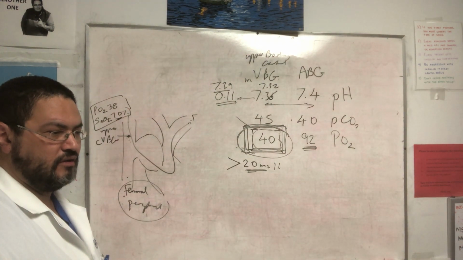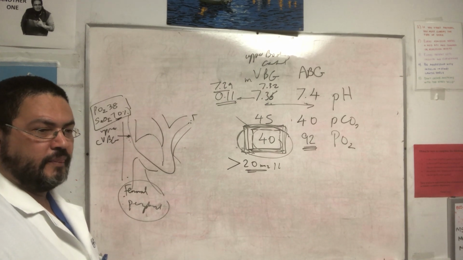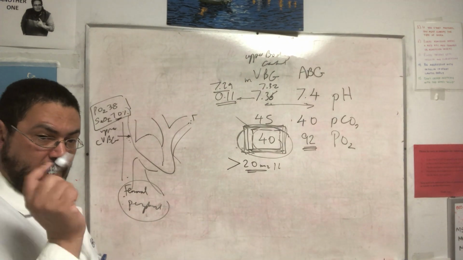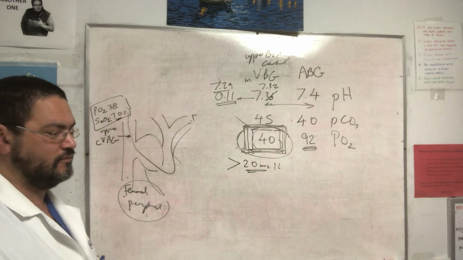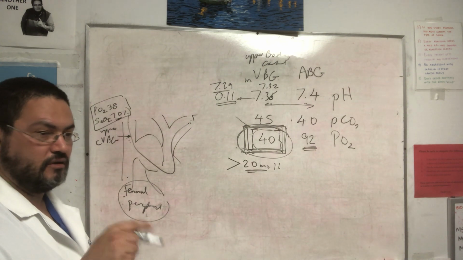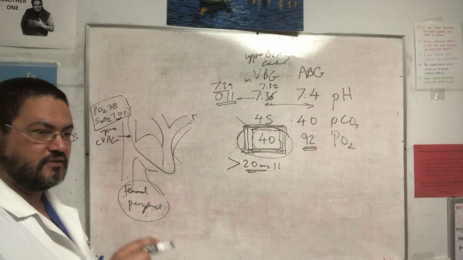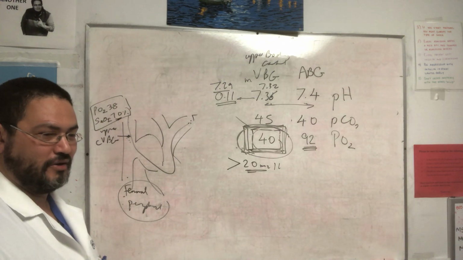And the VBG, just a little logistic here that you probably don't know. The chute that we use to send labs to the lab from here, for some weird reason, does not accept ABG. They accept VBG in the chute. So ABG has to be walked down to the lab. That's why I do ABG every 8 hours.